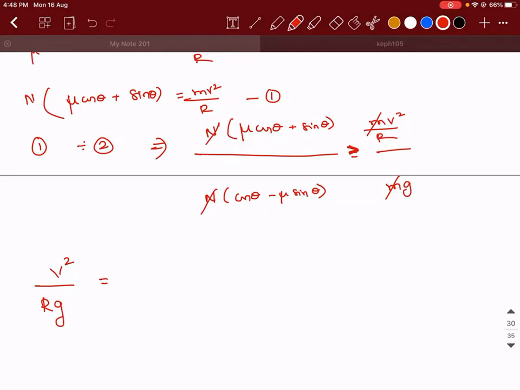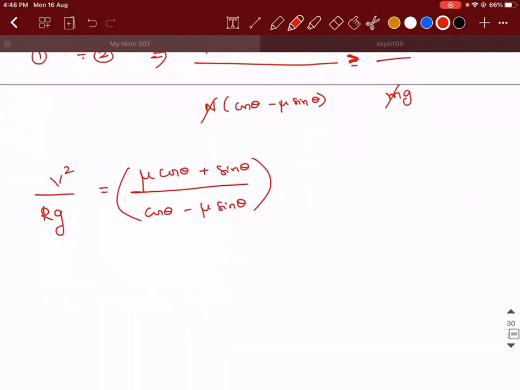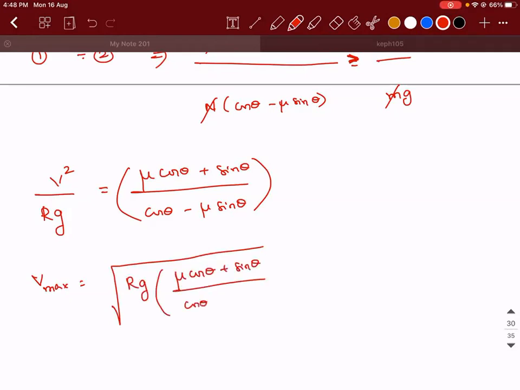Same logic. For us to find the maximum speed, it should be equal to mu cos theta plus sin theta divided by cos theta minus mu sin theta. Okay, this is v square by rg. So v max will be equal to square root of rg into mu cos theta plus sin theta divided by cos theta minus mu sin theta.